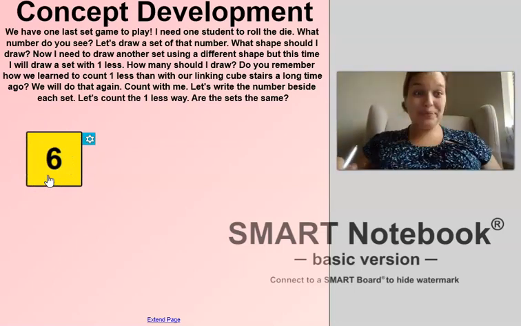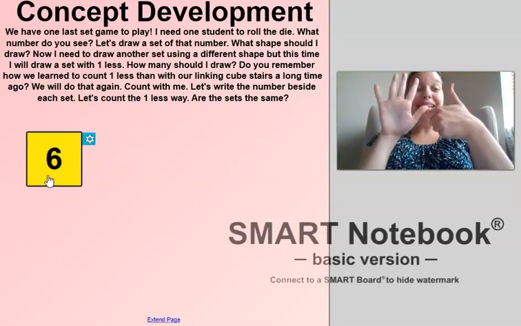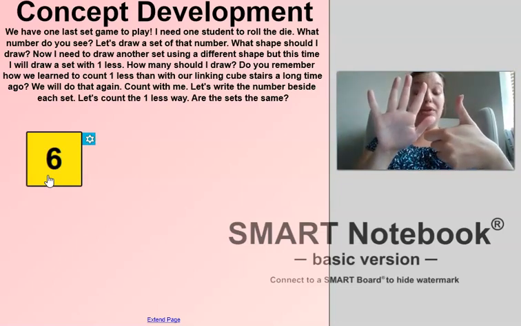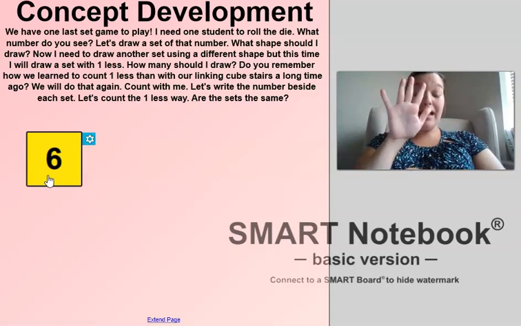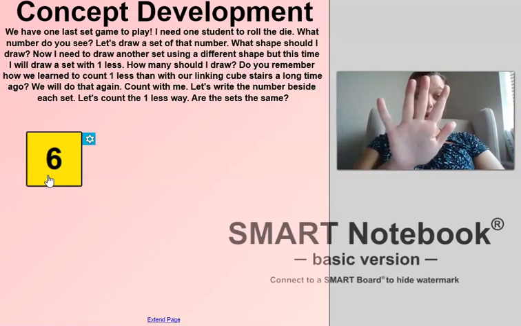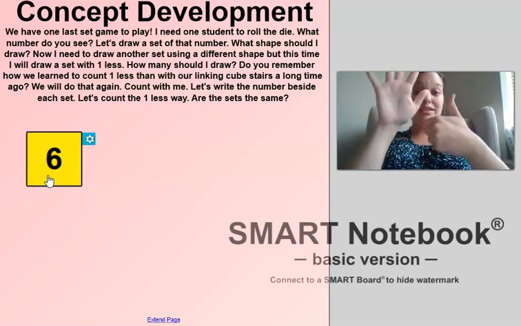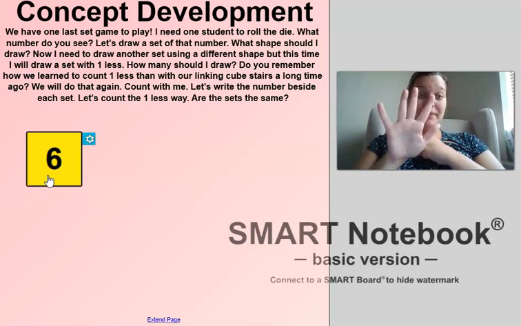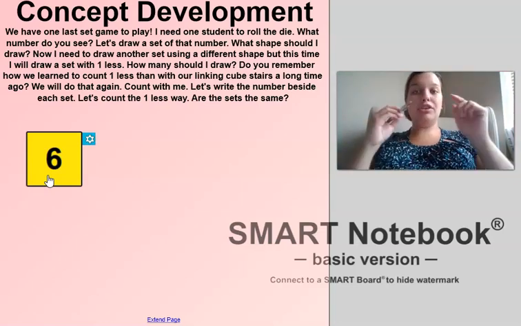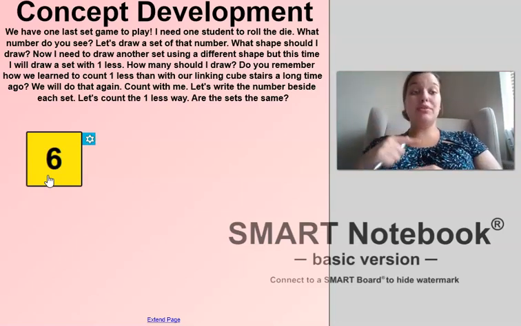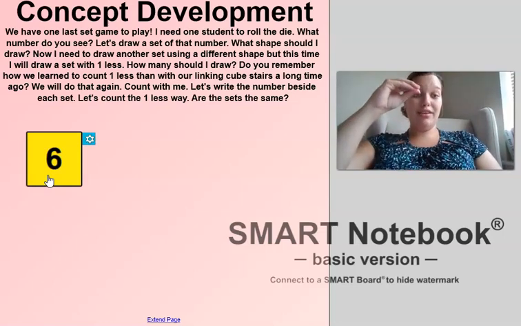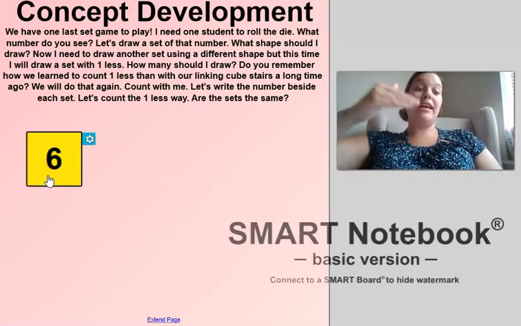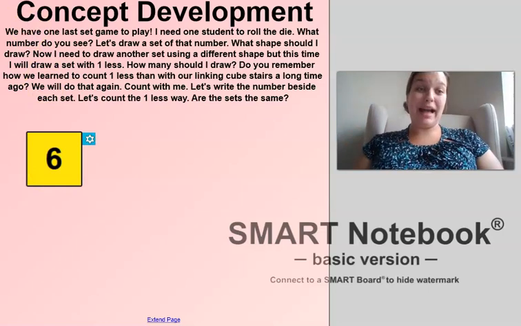What's this number? 6. Very good. Can you show me one less on your fingers, please? Let's count. 1, 2, 3, 4, 5. So one less than 6 is 5. I want you to pause me and I want you to draw those two sets. I want you to draw the original number and then a set with one less. Go ahead.